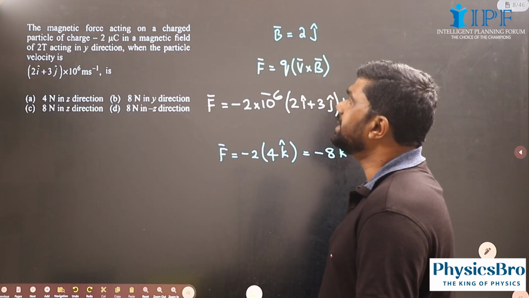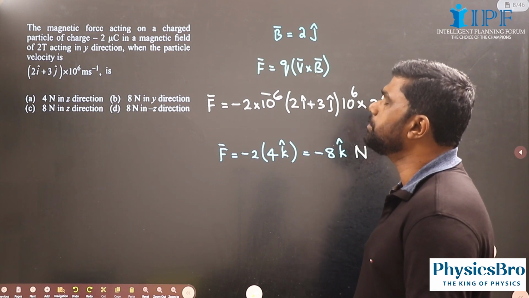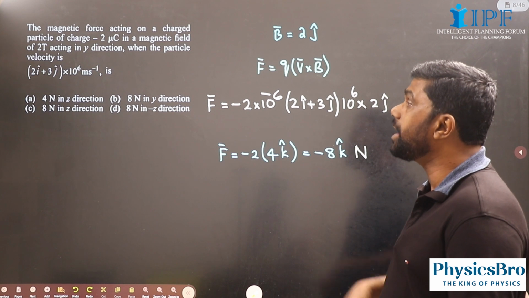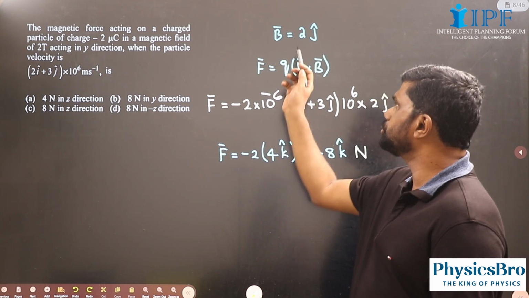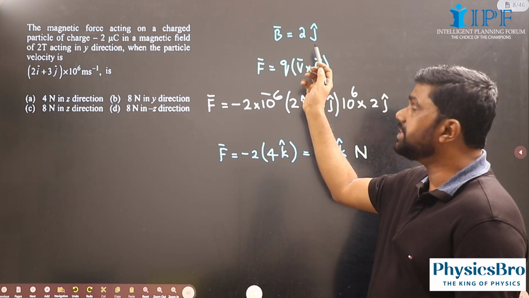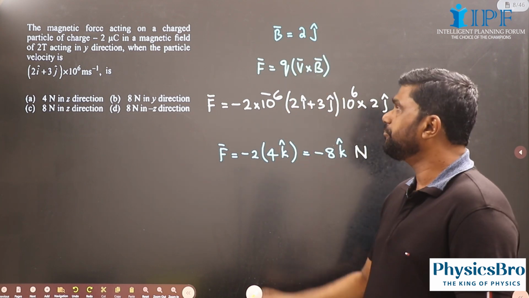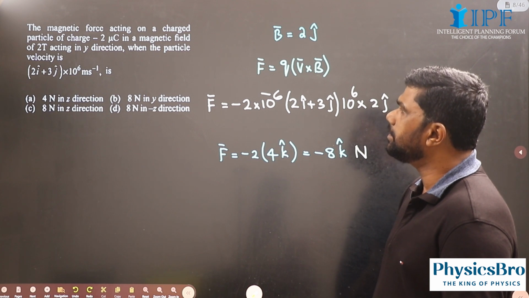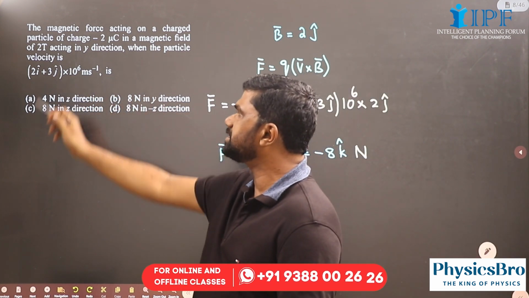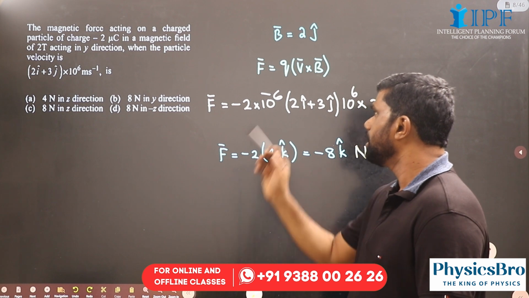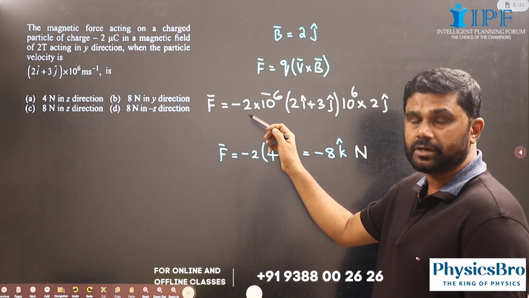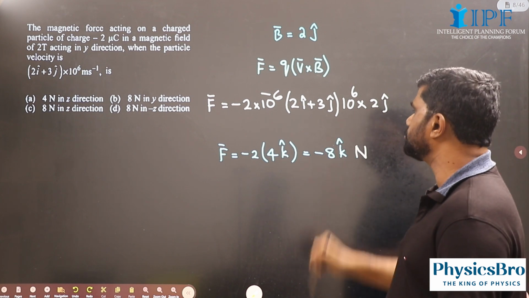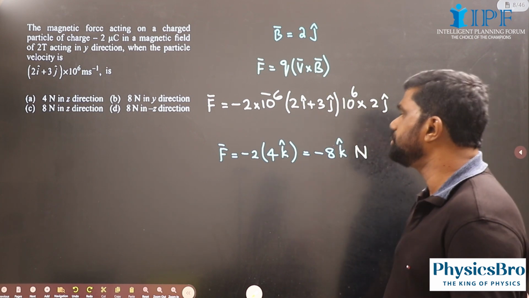The magnetic force acting on a charged particle of charge minus 2 microcoulomb in a magnetic field of 2 Tesla acting in the y direction. See, magnetic field is 2 Tesla acting along positive y direction, means it is 2 j cap, and force F is equal to q v cross B, and the velocity is given as 2 i cap plus 3 j cap into 10 raised to 6. Q is minus 2 microcoulomb, means into 10 raised to minus 6. Then velocity 2 i cap plus 3 j cap into 10 raised to 6. And magnetic field is 2 j cap.